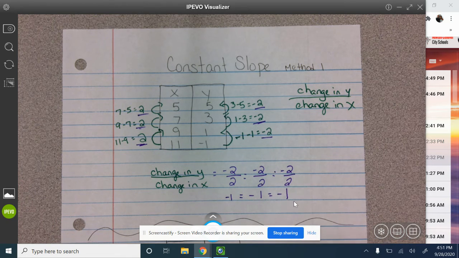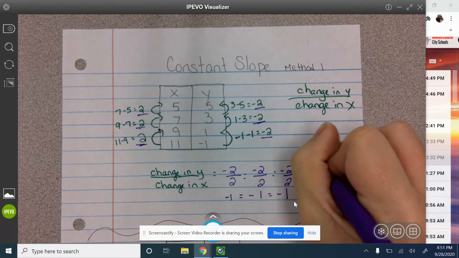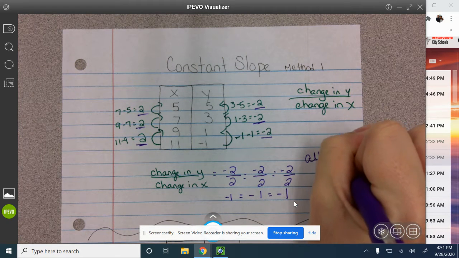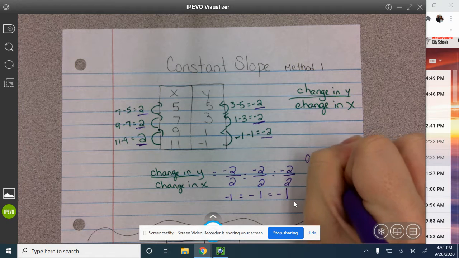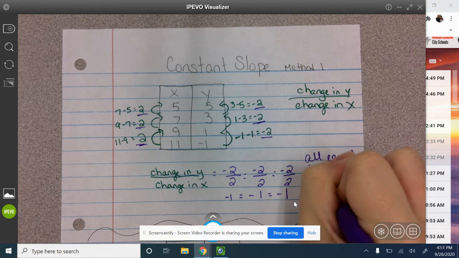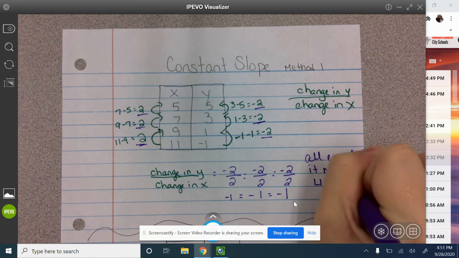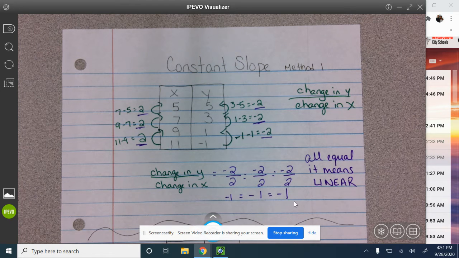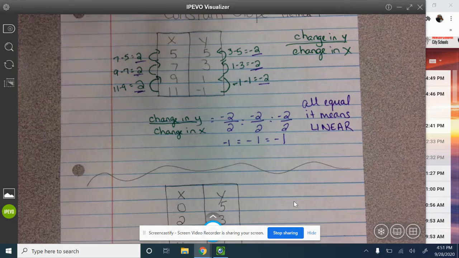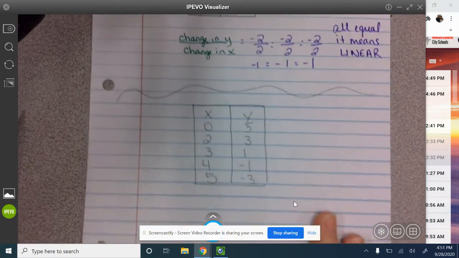Since these are all the same, if they're all equal, it means they are linear, which means if it's linear, it will have a constant slope. So now let's take a second and look at a second example together.